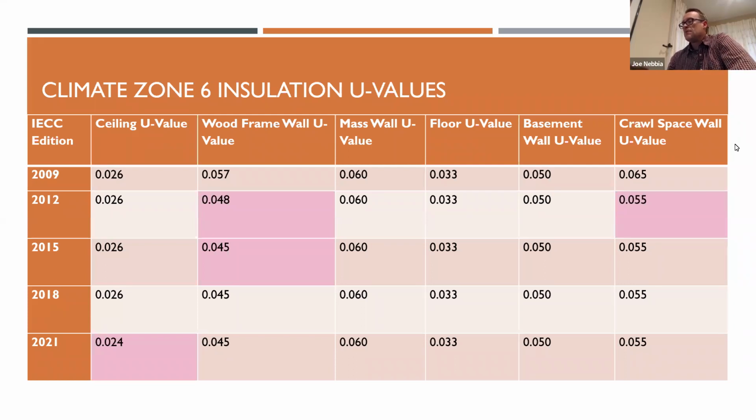It's just something to keep in mind if your way of building doesn't exactly meet those prescriptive tables. Maybe you're using advanced framing and you have less wood in your walls, so you have more insulation, and you want to take credit for that in your compliance with the U value. This table is an option for you.